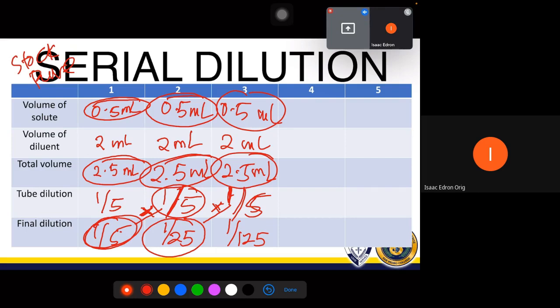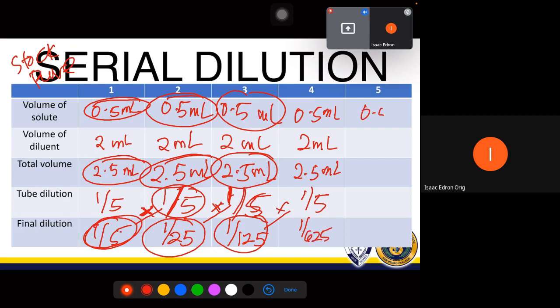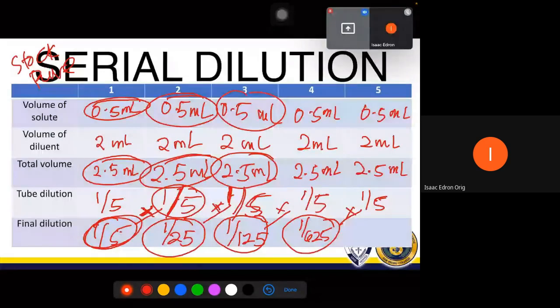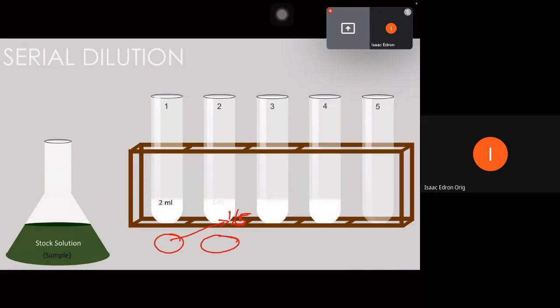So, ganyan lang siya. 0.5 ml, 2 ml, 2.5 ml, then 1/5 pa rin dito, then 1 over 125 times 1/5 is 1 over 625. Okay? So, ito, 1 over 625 times 1/5 is 1 over 3,125. So, ang tube 3 is 1 over 125, while the tube 5 is 1 over 3,125. Okay?